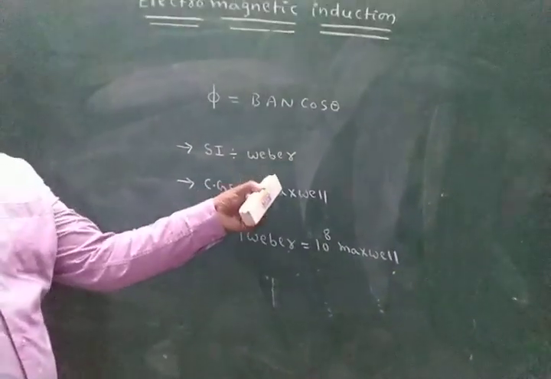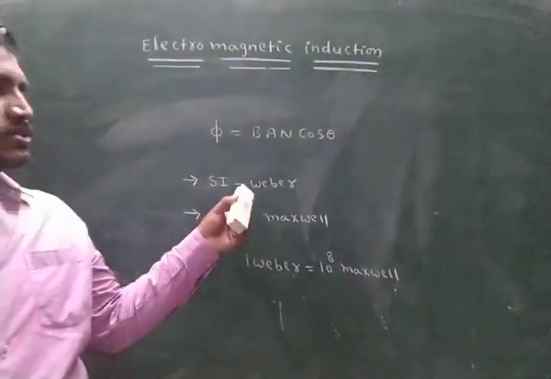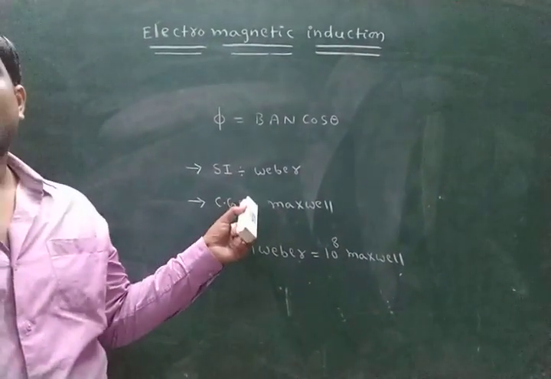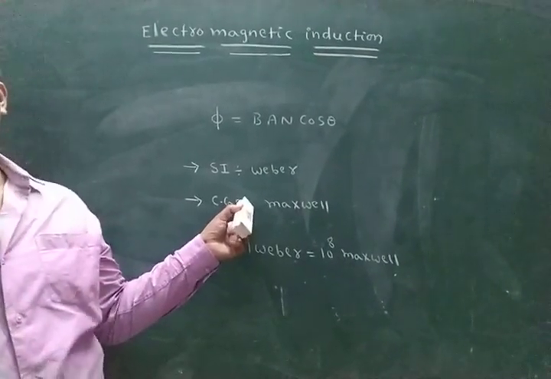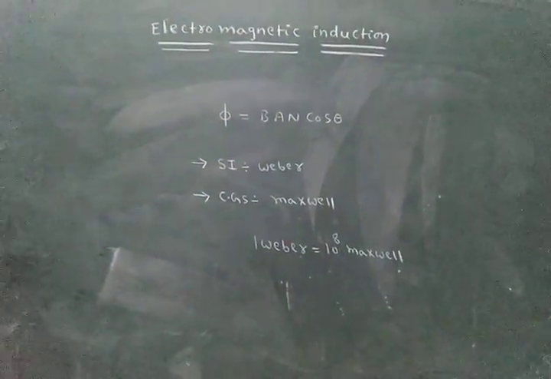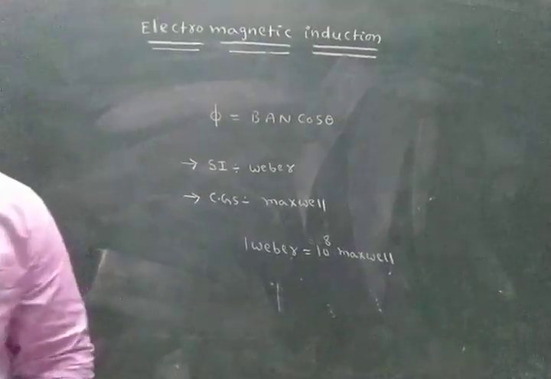Here Weber and Maxwell are scientists' names. What is the SI unit of flux? Weber. What is the CGS unit of flux? Maxwell. 1 Weber equals 10 power 8 Maxwell.